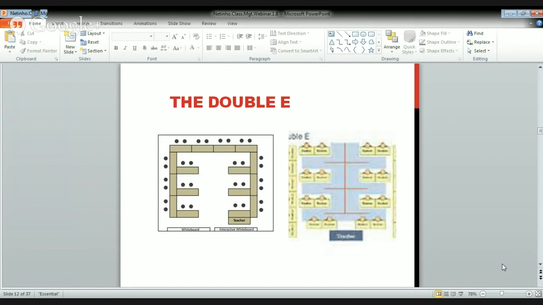This is another one called the double E. This is another arrangement. The image on the left has tables with 2 students at each table. On the right, the students are in desks, but you can see the path. In this arrangement, the teacher could easily walk and talk and instruct at the same time. Next slide, please.